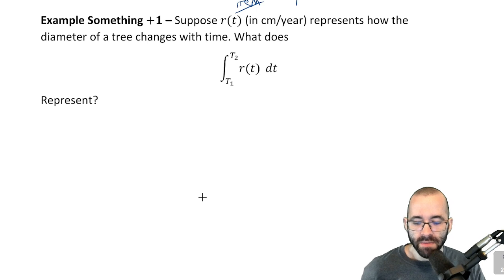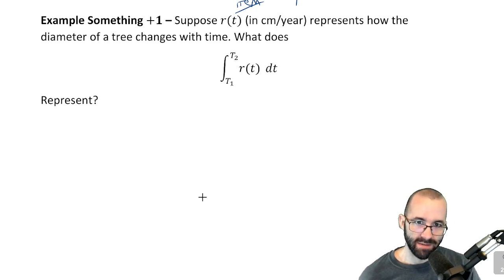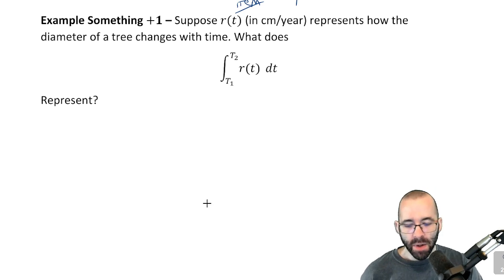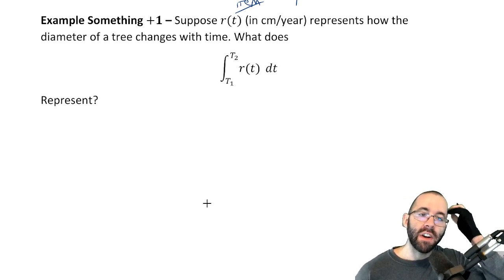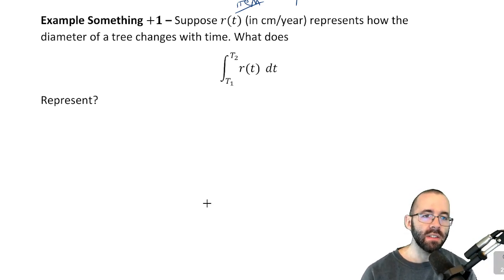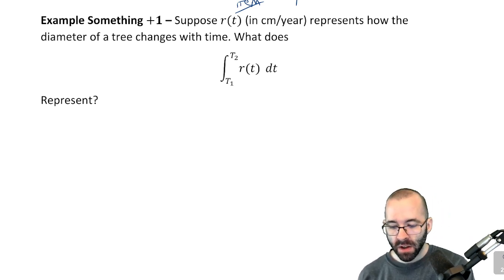Let's do another example. Example something plus 1. Whatever example the last one was, this is the next one. Suppose that R of t, some function that's given in centimeters per year, represents how the diameter of a tree changes with time. What does this definite integral mean? Similar problem, but not the same.